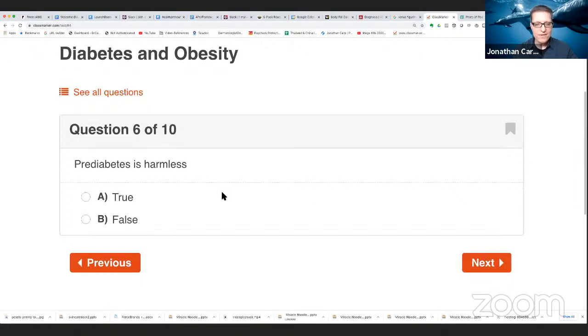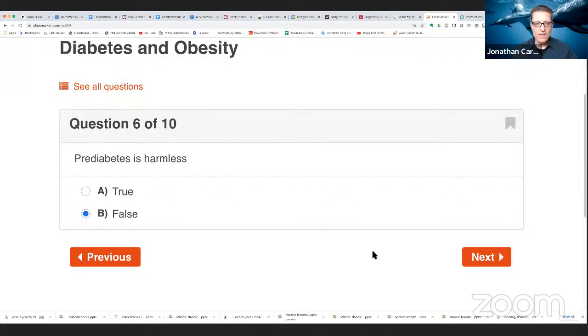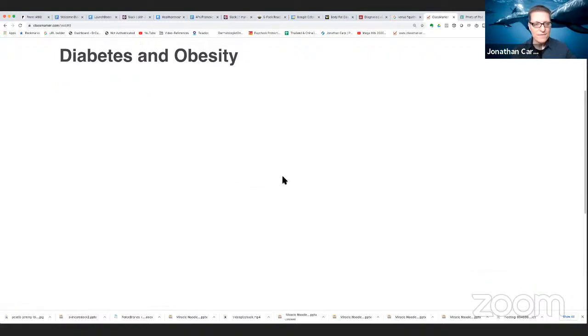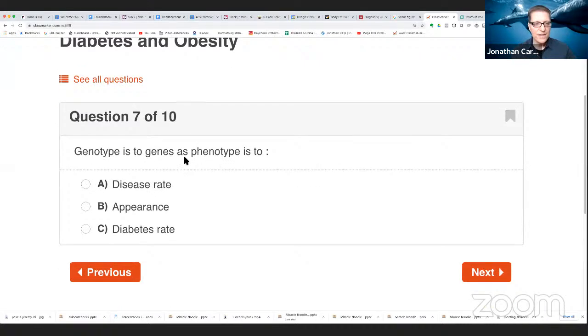Prediabetes is harmless. True or false? Of course. Don't let anybody tell you it's harmless. It means you have work to do. That's what it means. Genotype is to genes as phenotype is to disease rate, appearance, or diabetes rate? Correct. Okay.